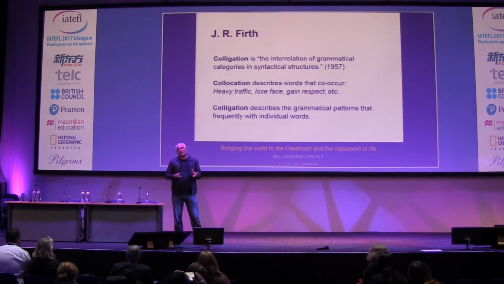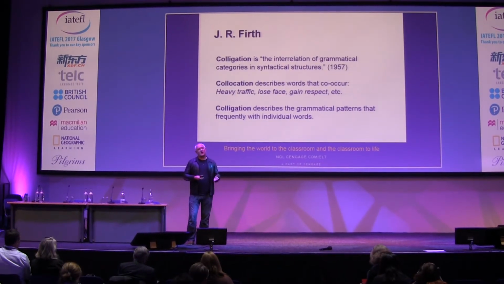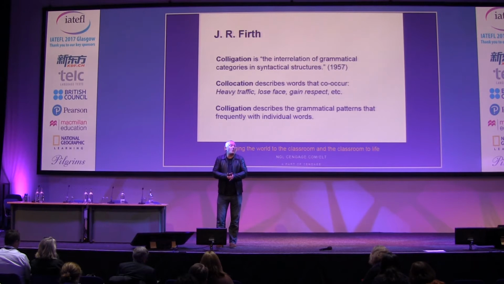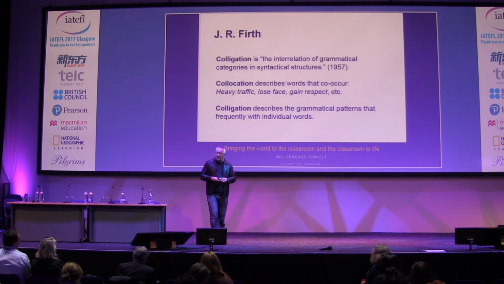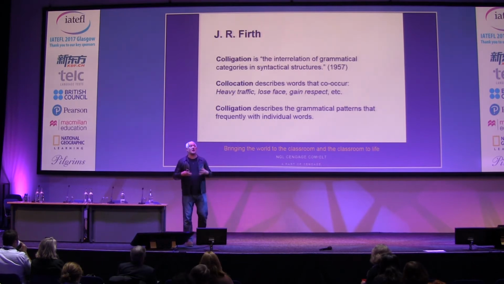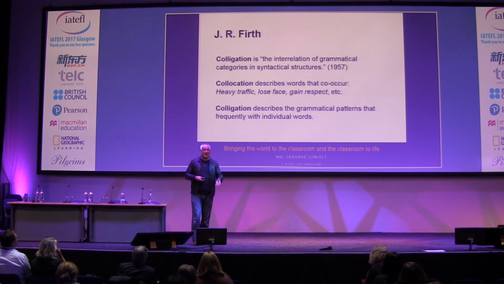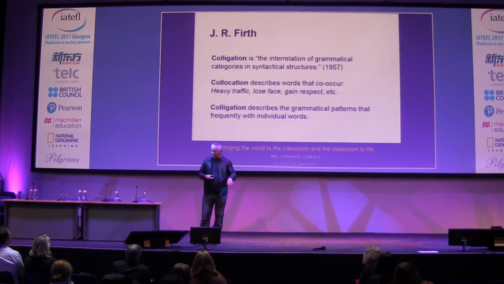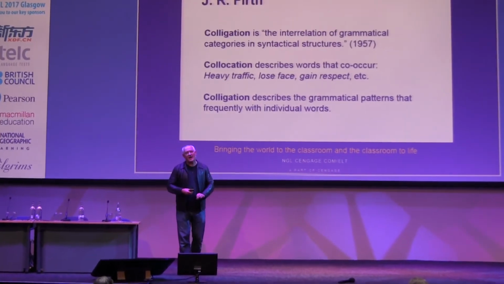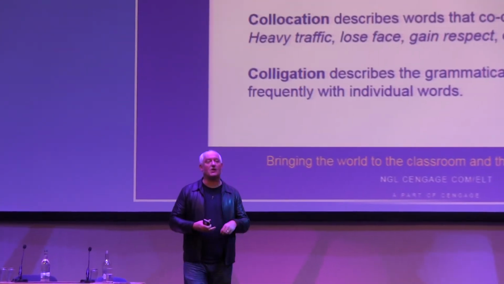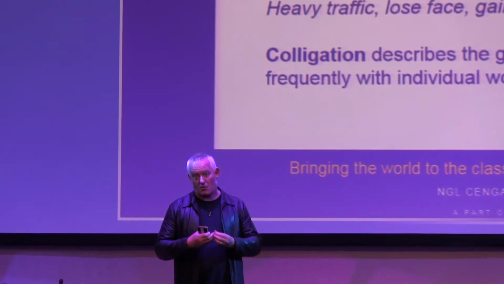If it helps you to get a grasp on it, it exists in a relationship with collocation, which has become much more interwoven into what we think about when we talk about English language teaching. As I'm sure you all know, collocation is just words which frequently co-locate or co-occur, words which like to get married. So you've got adjective-noun collocations like heavy rain, heavy traffic. You've got verb-noun collocations like lose face, gain respect.